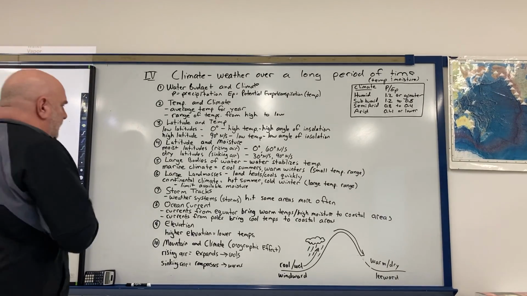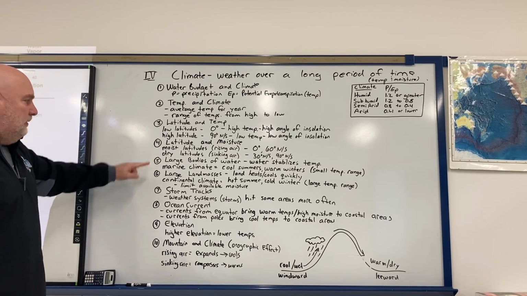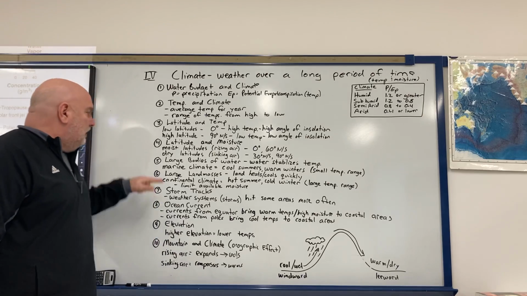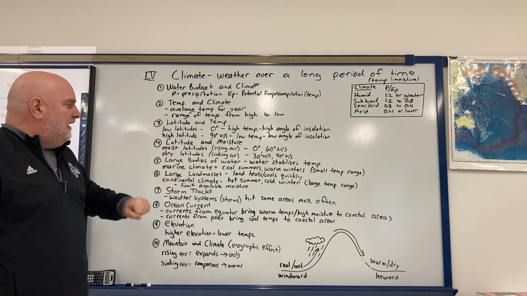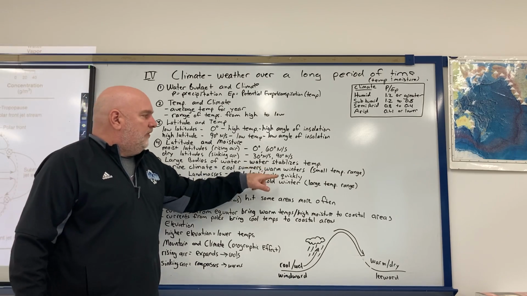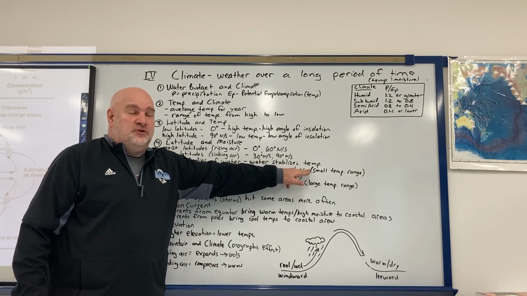All right, other things. Large bodies of water help stabilize temperature. All right. If you're next to a large body of water, you're said to have a marine climate. And what that translates into is cooler summers and warmer winters. So the temperatures don't change as much, so you have a smaller temperature range.